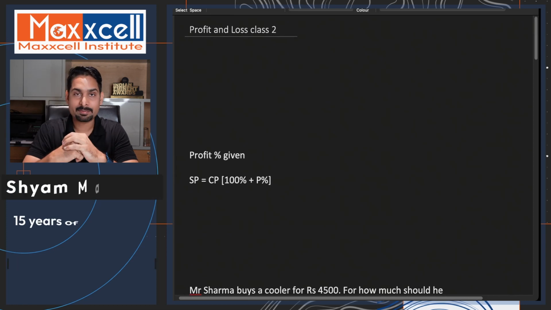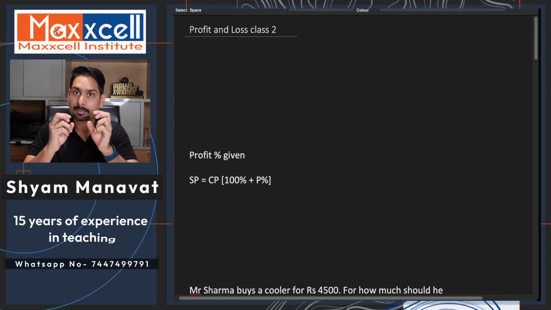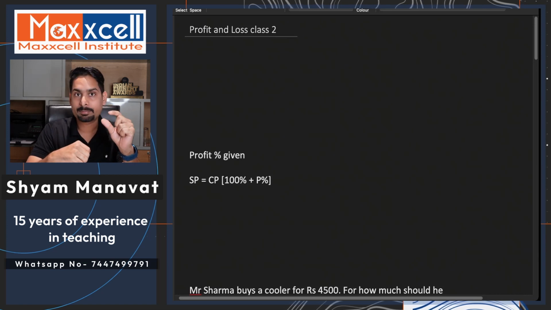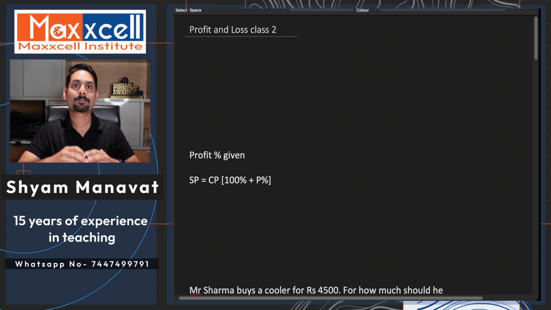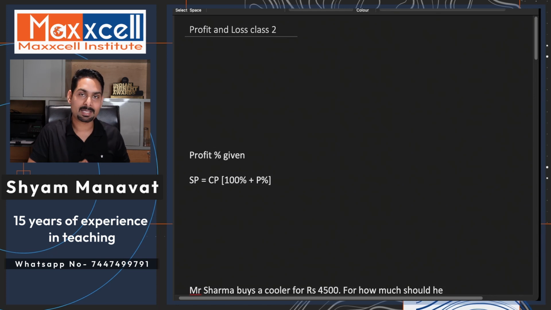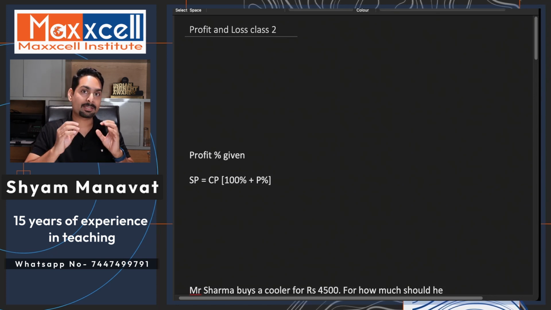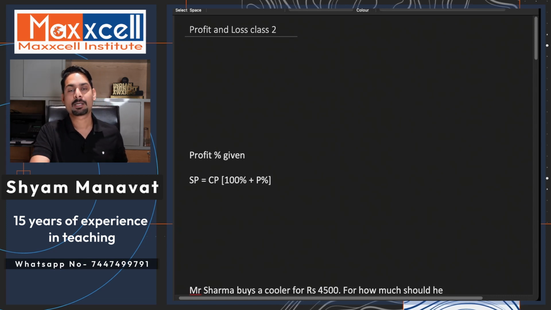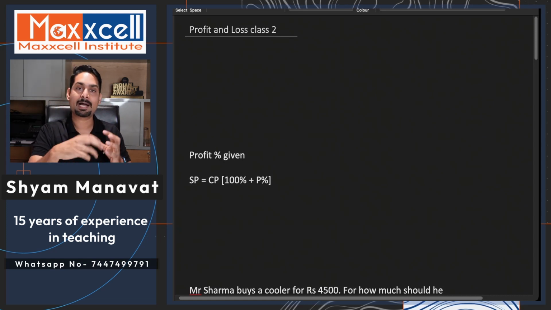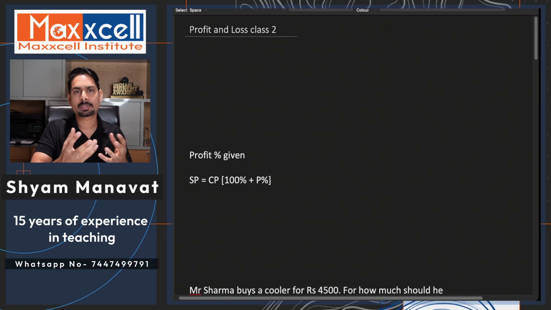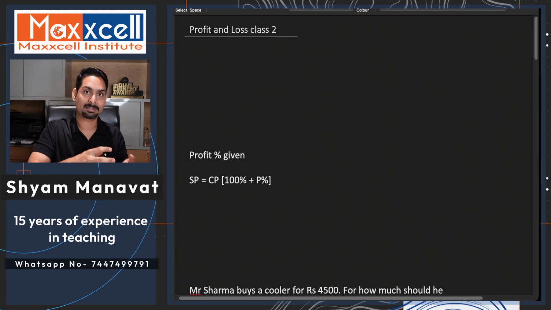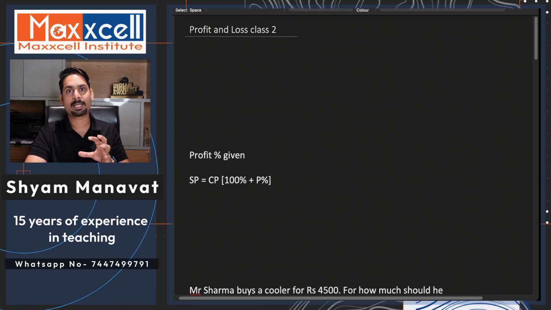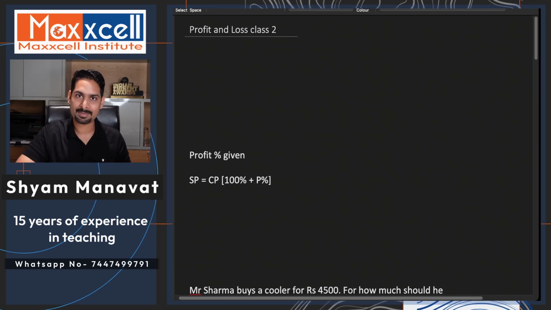In our previous class, we discussed how to calculate profit percentage or loss percentage if cost price and selling price are given, and how to calculate discount percentage if mark price and selling price are given. In today's class, we are going to discuss how to find the selling price or cost price if profit percentage or loss percentage is given. If discount percentage is given, then how to calculate mark price or selling price, right?